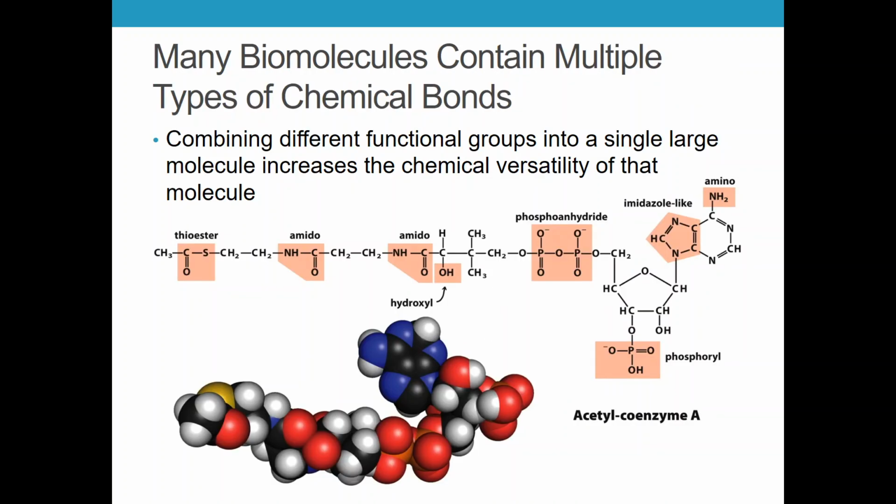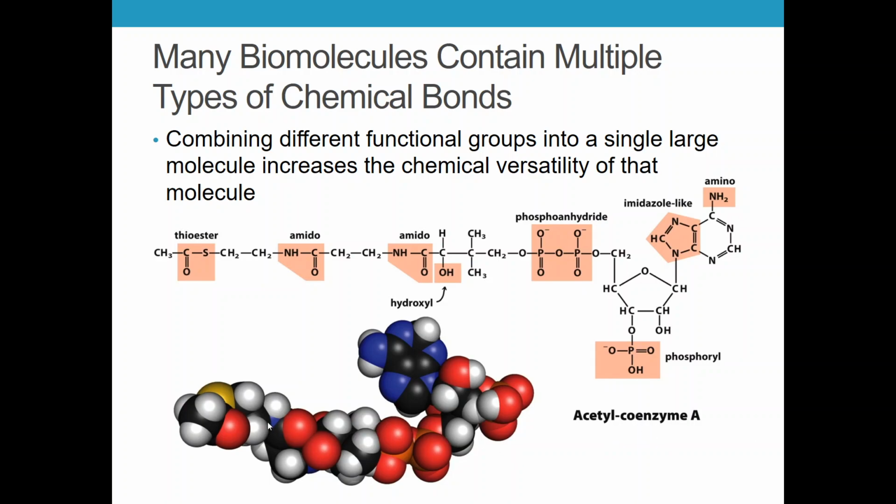Biomolecules universally contain different types of chemical bonds. Many of them are going to contain different functional groups as well. And the point in combining different functional groups into a larger molecule really is to increase the chemical versatility of that molecule. As an example, let's look at acetyl coenzyme A.